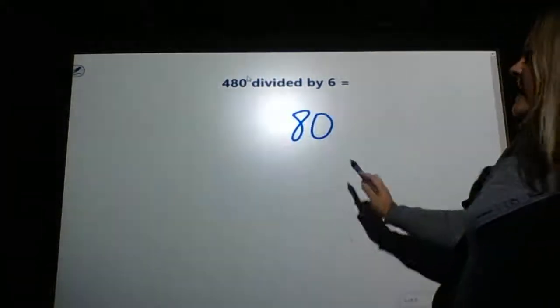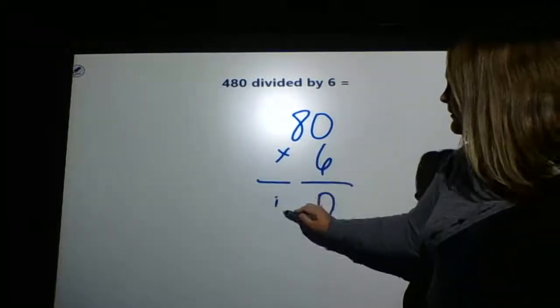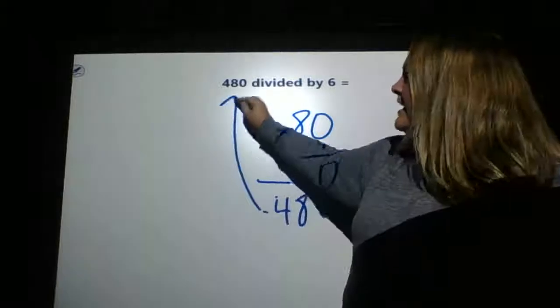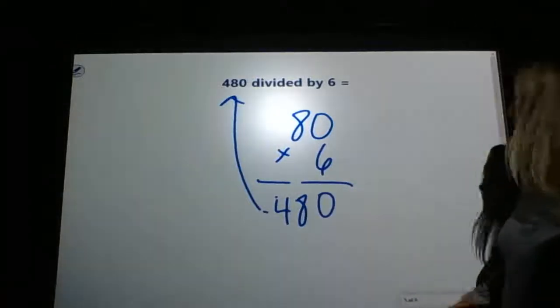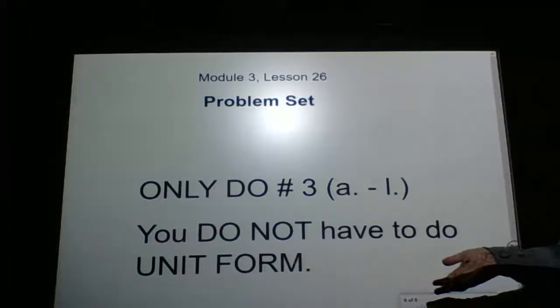80. If I want to check this, I can do 80 times 6. 0, 480. Hey, look at that. It matches. Awesome. Okay, friends. Simple enough. You can do your get back 0. Use the box method to help you out.